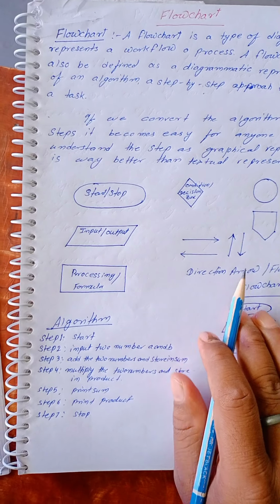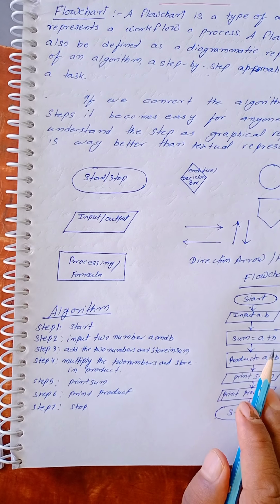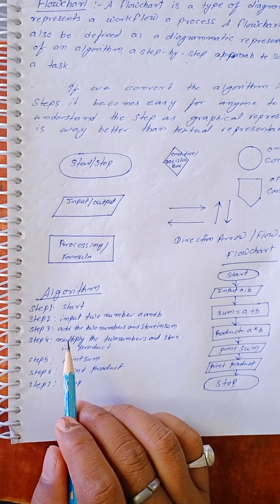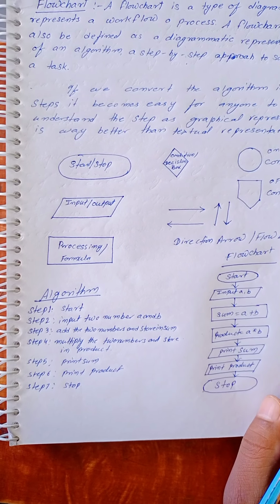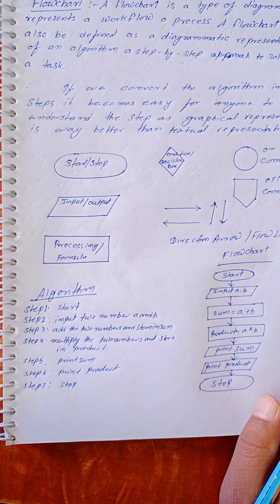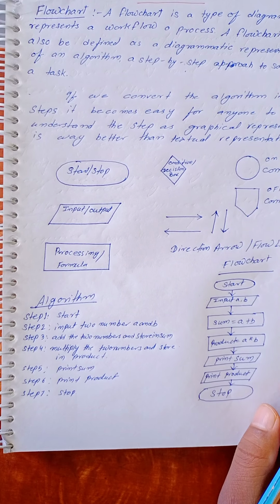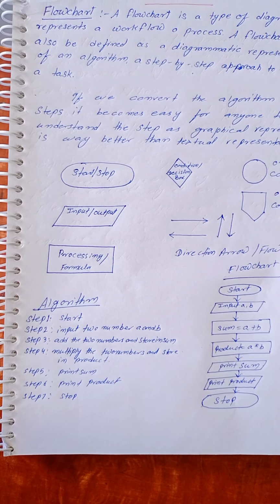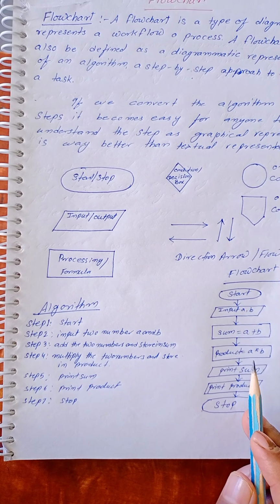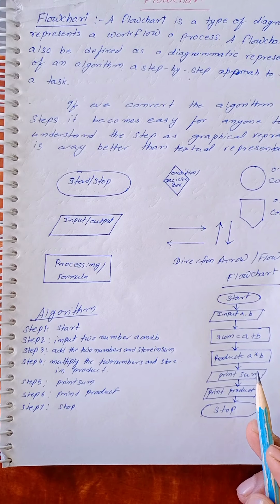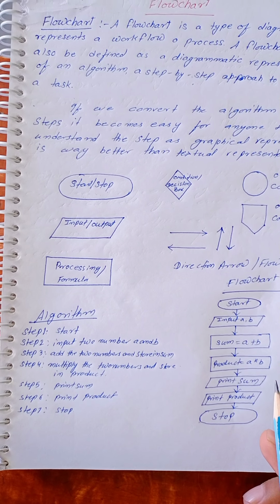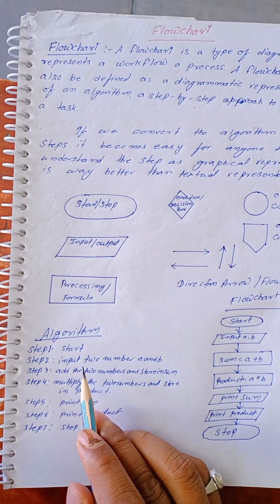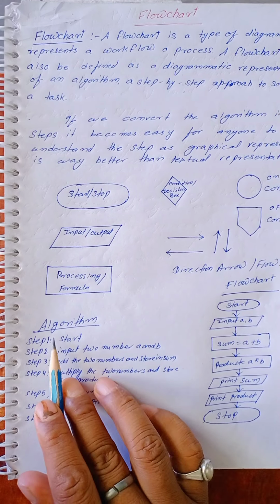So here is one example: an algorithm and the same algorithm as a flowchart. The question given is: write an algorithm to find the sum of two numbers and the product of two numbers, and draw the flowchart for the sum and product of two numbers. How do we find it? First we will see the algorithm.